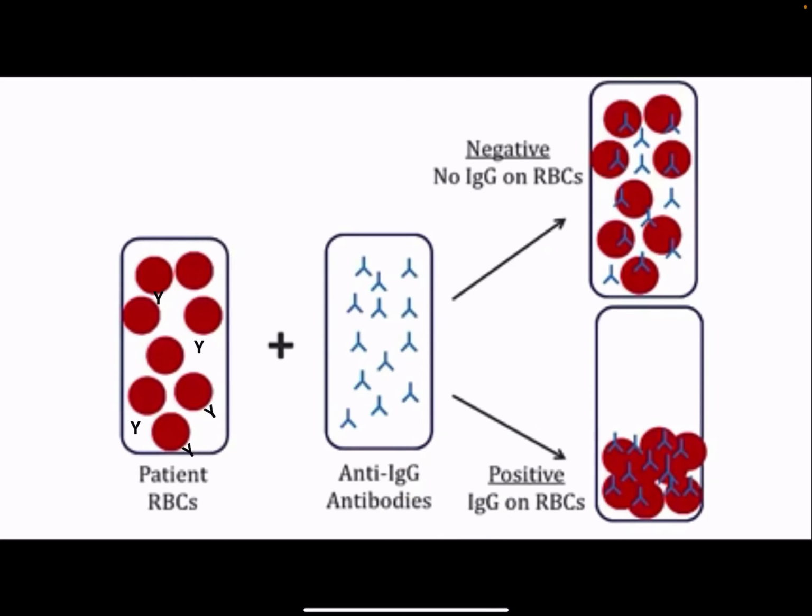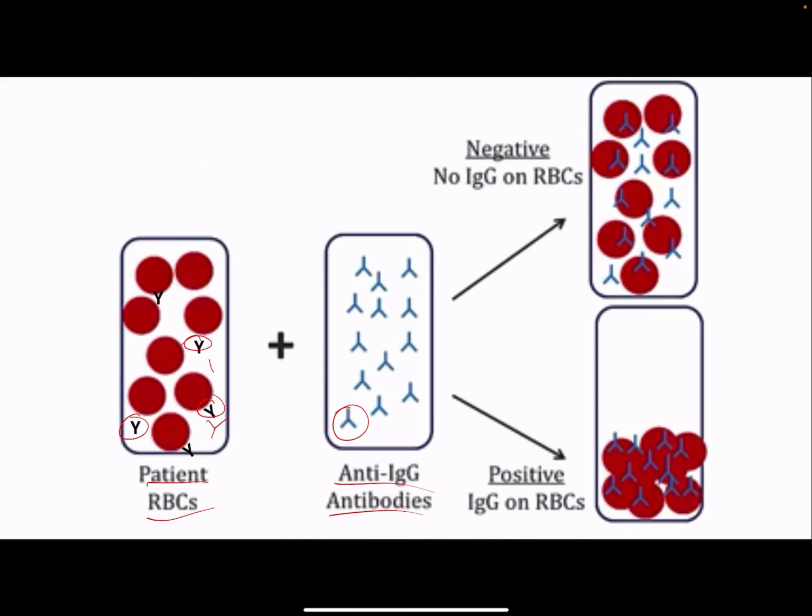If we want to detect these antibodies, we can do what's called a Coombs test, also known as a direct antiglobulin test. So here are my patient's red blood cells. Maybe there are antibodies, maybe there are not. And remember, these are IgG antibodies in the case of warm autoimmune hemolytic anemia. So we will then mix these with anti-IgG.